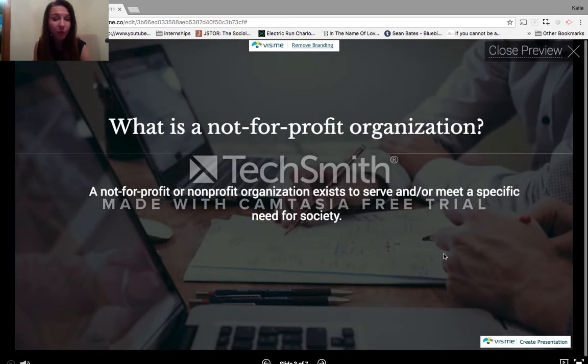What is a not-for-profit organization? Well, a not-for-profit organization exists to serve and meet a need for society. So they are not trying to generate more and more revenue for an owner or for a stockholder. Instead, they are trying to get more and more resources to donate and put back into their mission to help and better society.